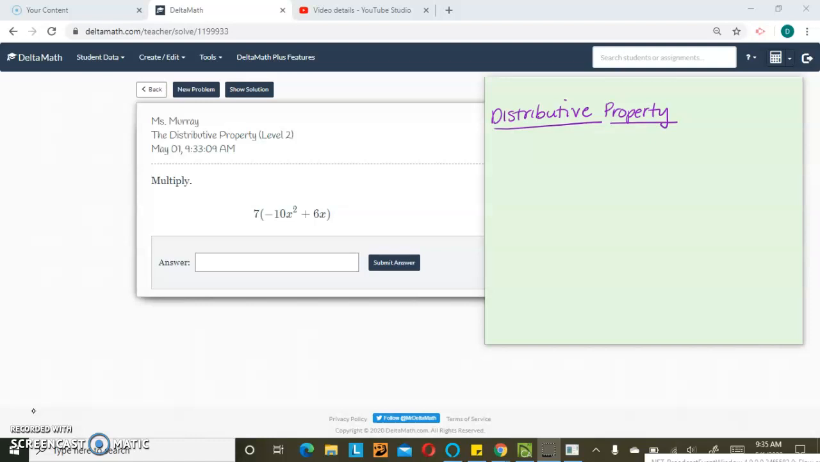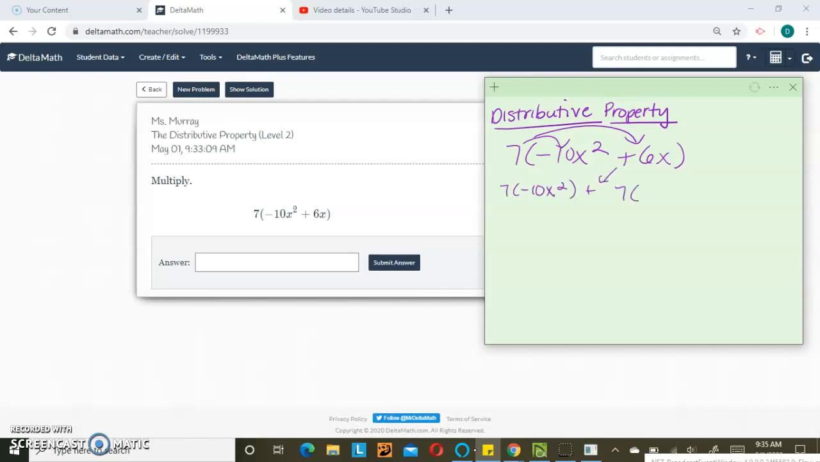So if I look at my first one, I have 7 times negative 10x squared plus 6x. So I'm going to take the 7 and multiply it by both terms separately on the inside. So I'm going to do 7 times negative 10x squared plus 7 times 6x. Here I don't have any variables with the 7, so I don't have to worry about adding any exponents. I'm just going to multiply the coefficients. So 7 times negative 10 is negative 70, so that's going to be negative 70x squared, and then plus 42x.